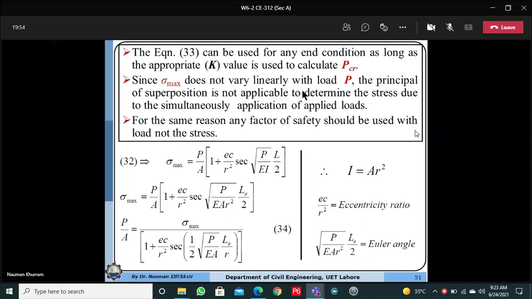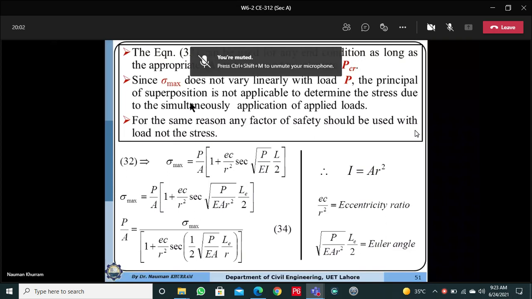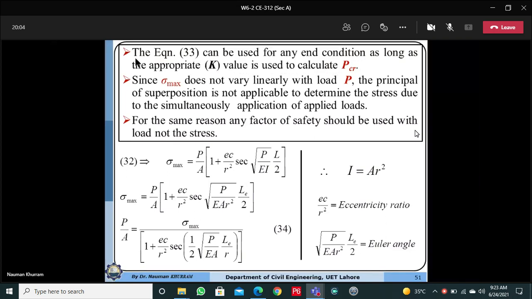That is a very important comment, and usually I ask this question in viva, in quiz, or also in examination. So actually what does it say? It says that sigma maximum does not increase linearly with load. So sigma maximum is a function of the load value, and the load is not a function of sigma maximum.